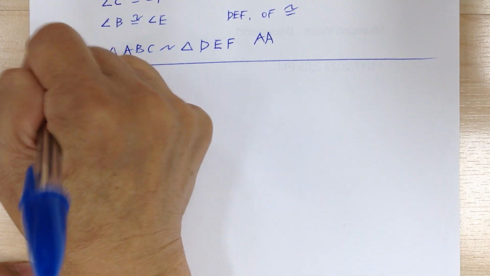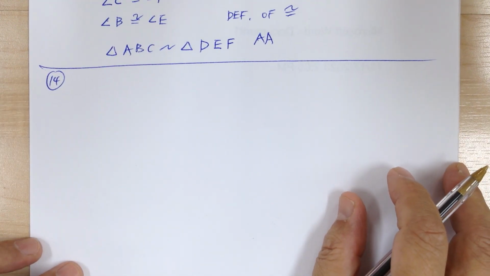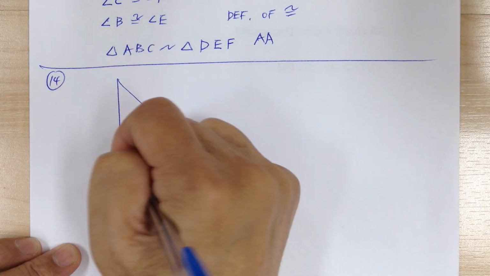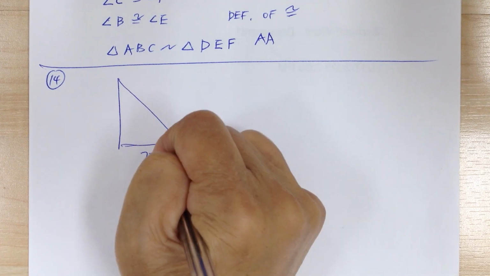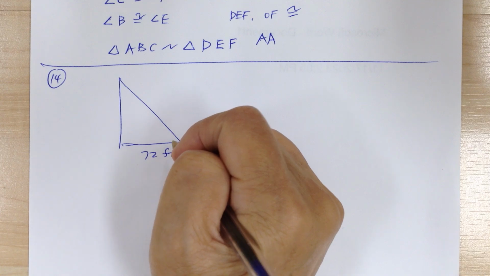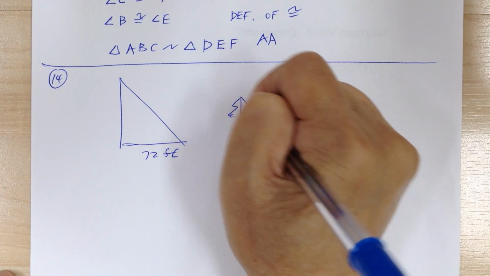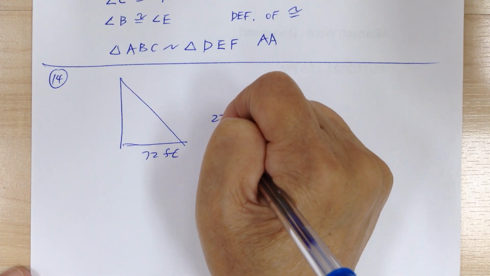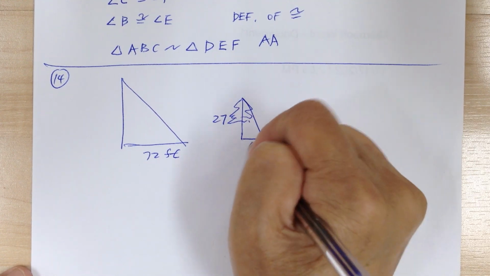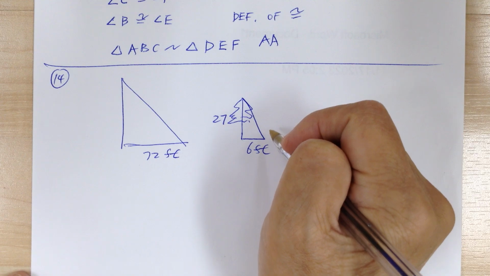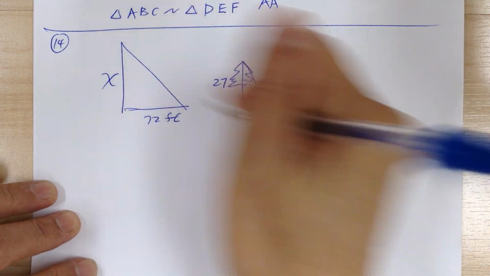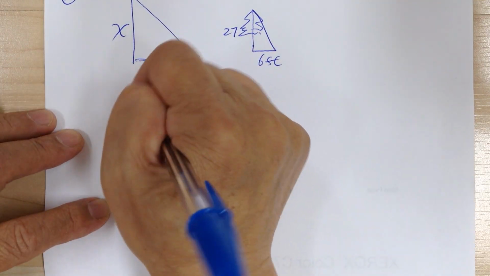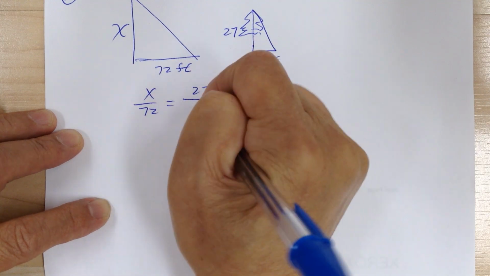Okay, number 14. Cell tower. A cellular telephone tower casts a shadow. Okay, so you have a tower, and it casts a shadow that's 72 feet, while a tree nearby that is 27 feet tall casts a shadow of 6 feet. And how tall is the tower? Again, because of the shadows, they have to be similar triangles. So whatever you see, that's going to be your equation. So you got x over 72 equal to 27 over 6.